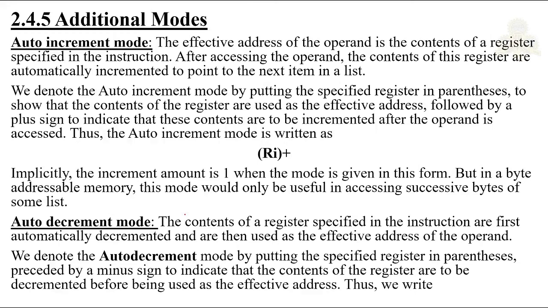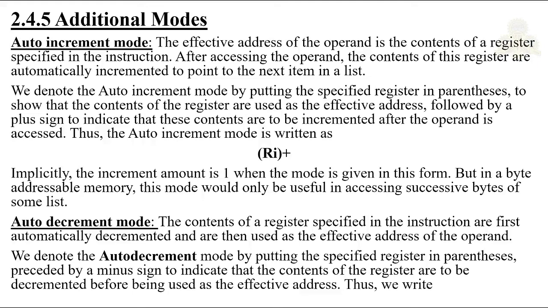Next, we will see the additional modes such as auto increment mode and auto decrement mode. So in the auto increment mode, how do we calculate the effective address? The effective address of the operand is the content of the register specified in the instruction. Now what has to be done is, first the content of the operand has to be accessed, that is fetched. Then the register would be automatically incremented to point to the next item. Remember, in auto increment mode, the content has to be first fetched from the register, then automatically it would point to the next item.